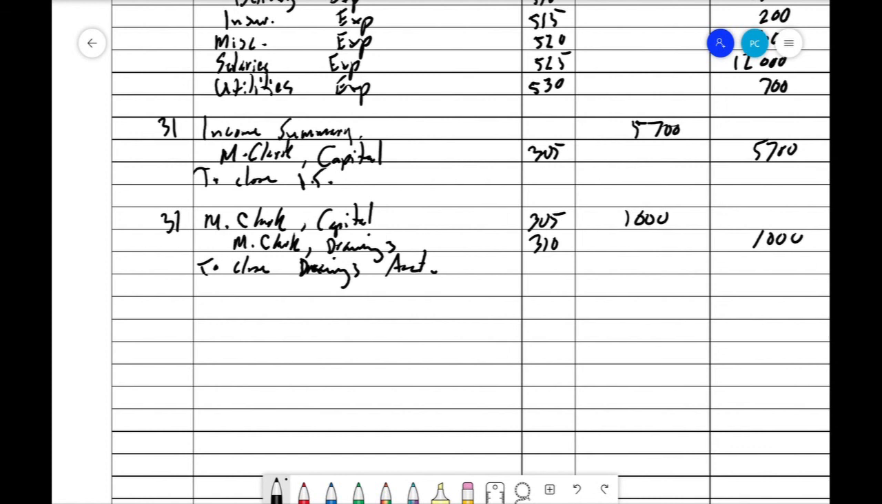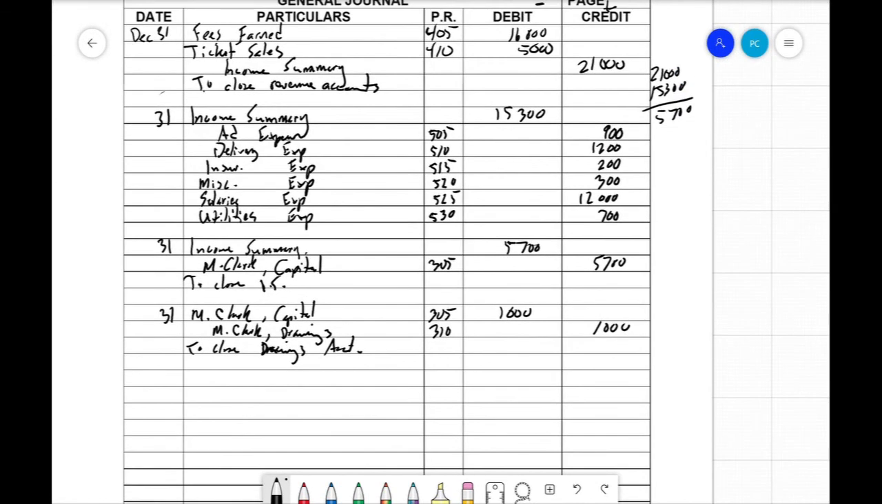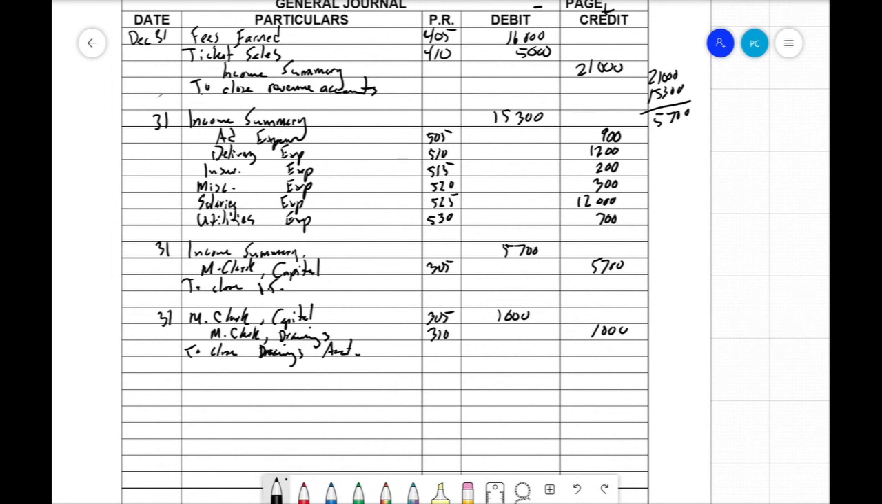There is another way to do it. You can do it where you completely skip the income summary account. Once you get more used to it, you can do that. So you'd have fees earned, ticket sales, and then the other side, this would just be straight into capital. So you'd put 21,000 into capital, and then you'd empty those all out, and it'd be 15.3. The difference would still be the same. You'd still end up with a credit of 5,700 because you made that much money over that period of time.